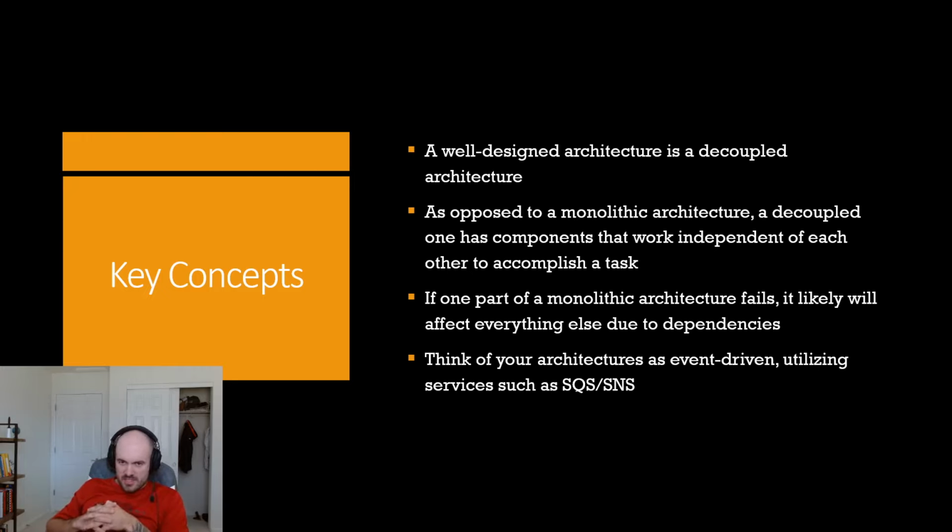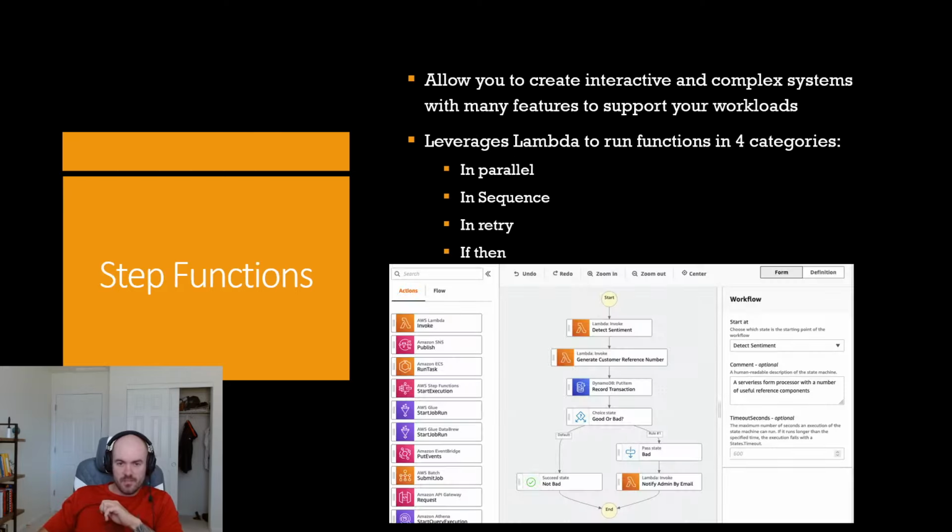And what that means is that if one part of a monolithic architecture fails, it'll likely affect everything else due to dependencies being on that same physical server. Whereas a decoupled architecture, for example, has 5 separate servers and each server performs a specific function, as opposed to one server performing 5 functions. Okay, so think of your architectures as event driven, utilizing services such as SQS and SNS, which we are going to talk heavily about. Okay.